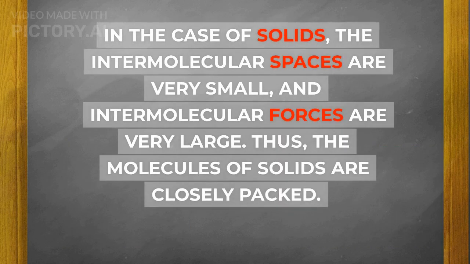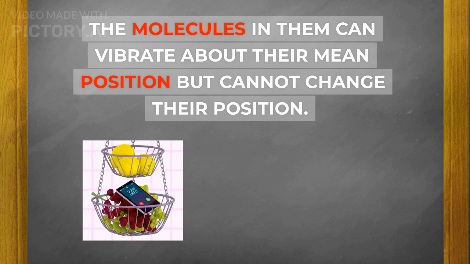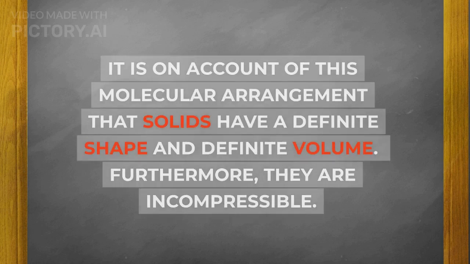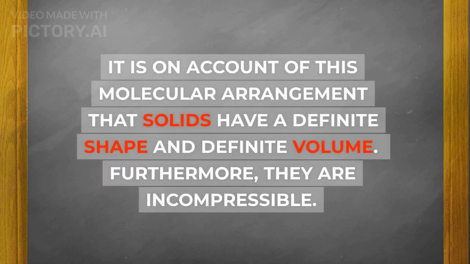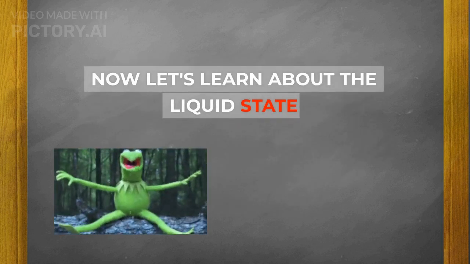In the case of solids, the intermolecular spaces are very small, and intermolecular forces are very large. Thus, the molecules of solids are closely packed. The molecules in them can vibrate about their mean position but cannot change their position. It is on account of this molecular arrangement that solids have a definite shape and definite volume. Furthermore, they are incompressible.